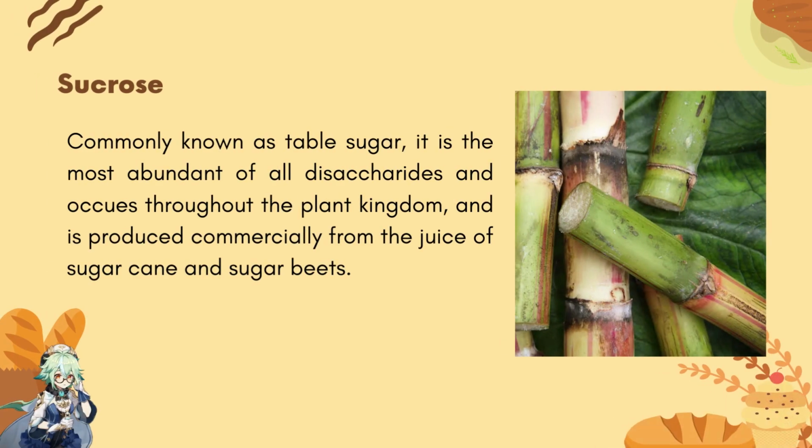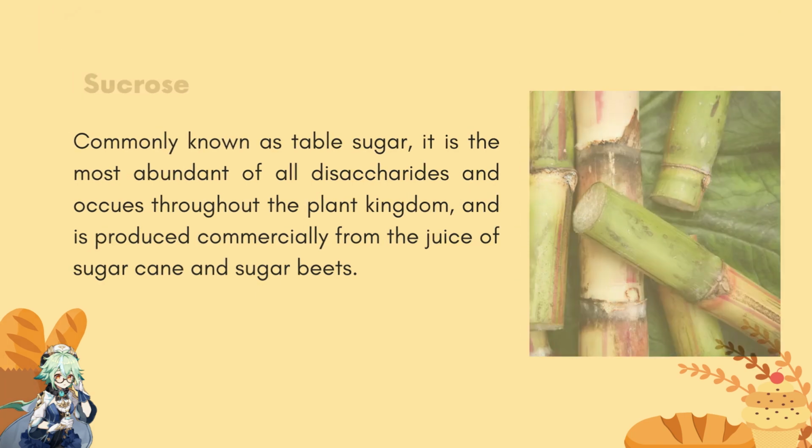Okay, the last disaccharide is called sucrose, commonly known as table sugar, the one we use on a day-to-day basis. It is the most abundant of all the disaccharides and occurs throughout the plant kingdom and is produced commercially from the juice of sugarcane and sugar beets. We are very familiar with this one, I believe. The plant locally known as tubo is the main source of the disaccharide sucrose, which again we commonly use on a day-to-day basis as table sugar.